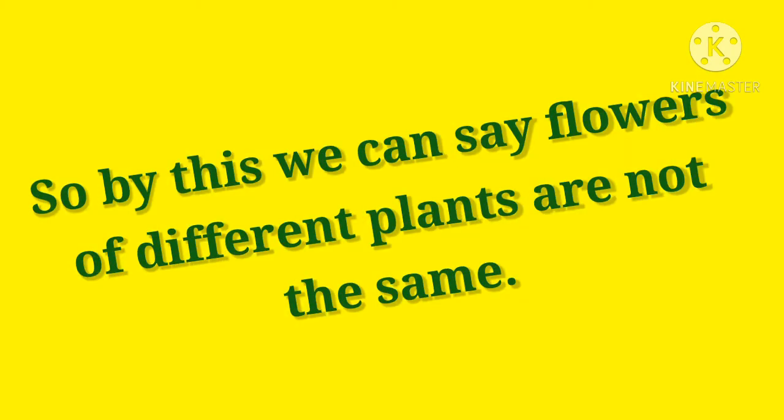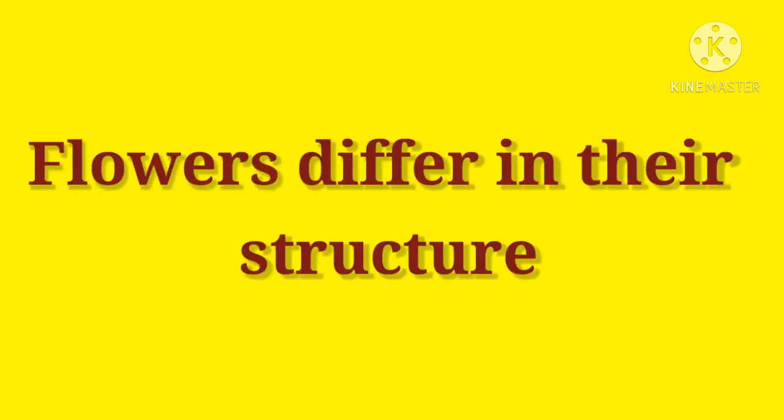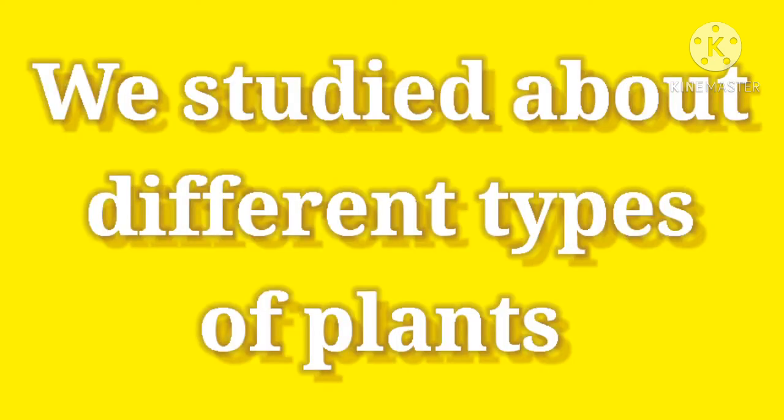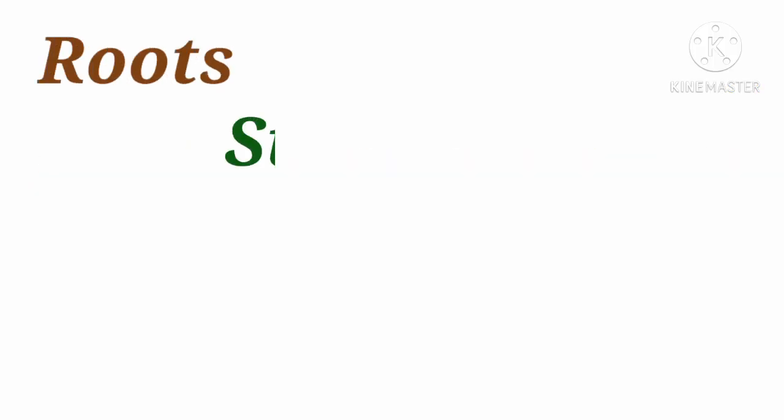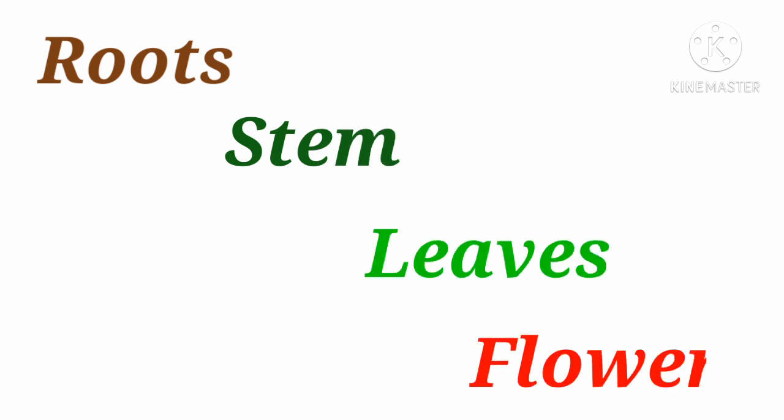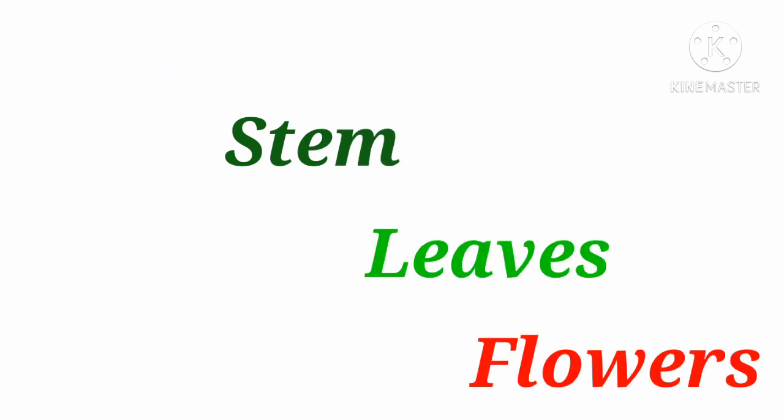So, by this we can say flowers of different plants are not the same. Flowers differ in their structure. Children, in this chapter we studied about different types of plants and we also studied about four important parts of a plant, that is, roots, stem, leaves and flowers. Here we completed the chapter Getting to Know Plants.